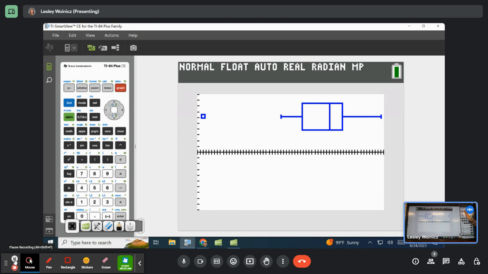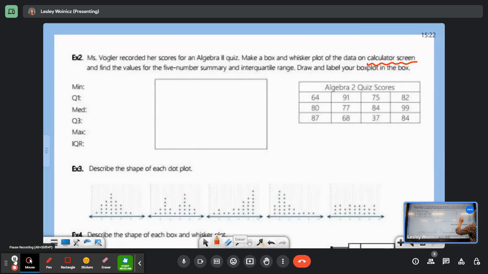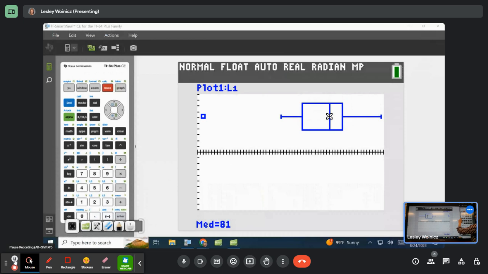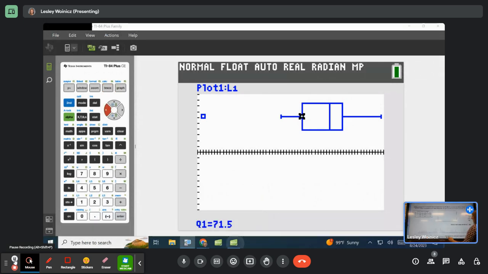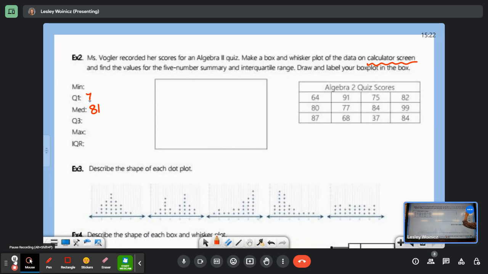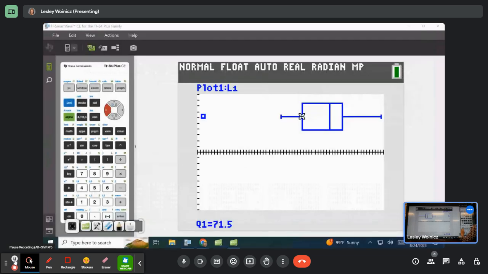And trace. Okay, it's already saying that the median is 81. So we can write that one down. Okay, my quartile 1 is 71.5. My min is 64.